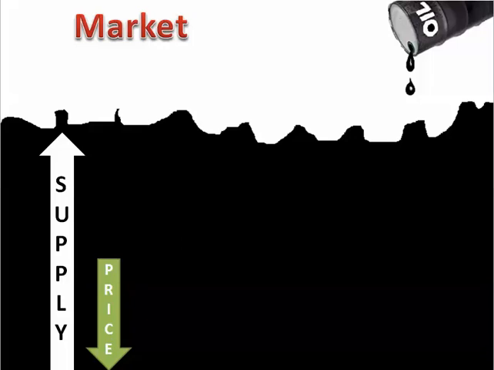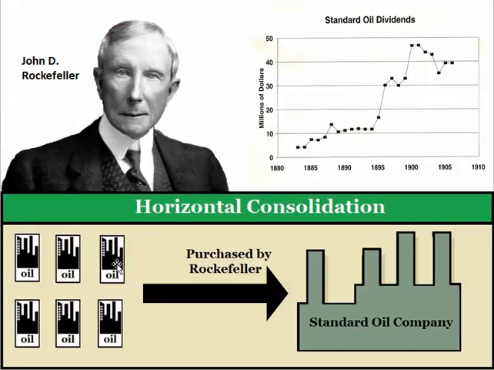So his idea was to purchase all of his competitors out, create one big company, and then control the supply of oil in the market. And he's going to be very successful at that. As you see, the dividend shares in his business, Standard Oil Trust, are going to shoot through the roof and make him a filthy rich individual during this time period.